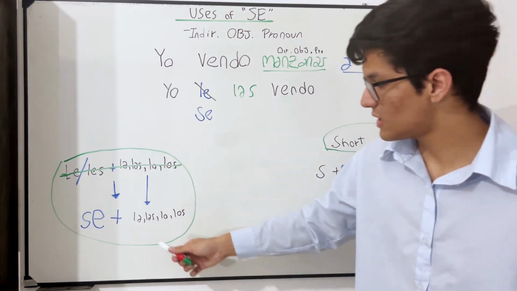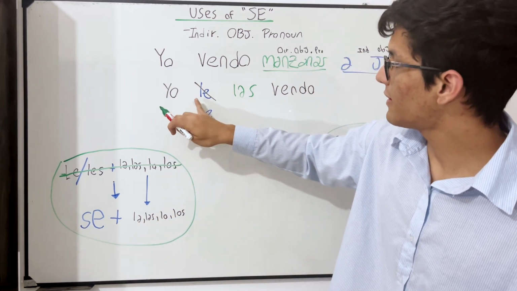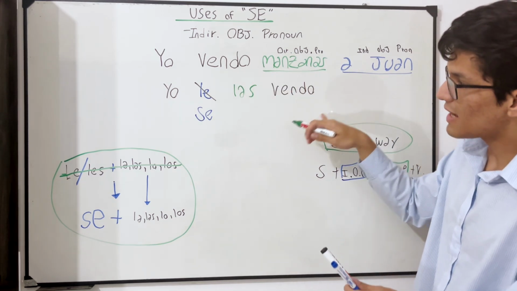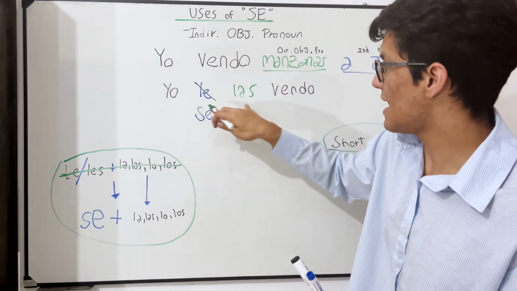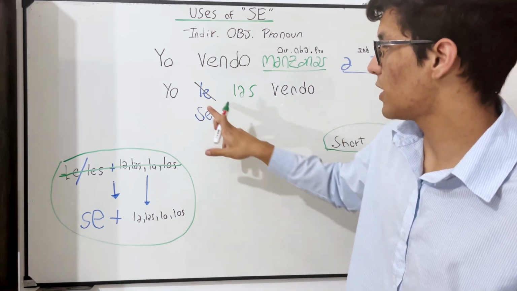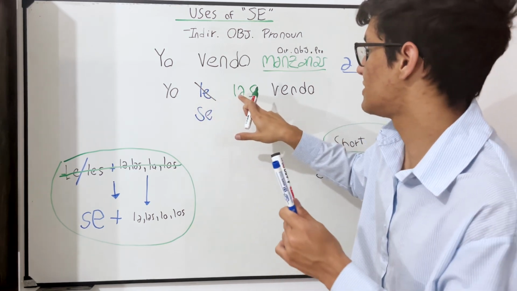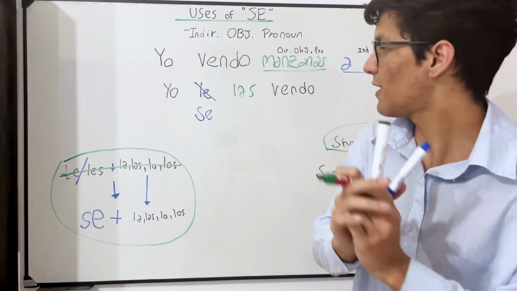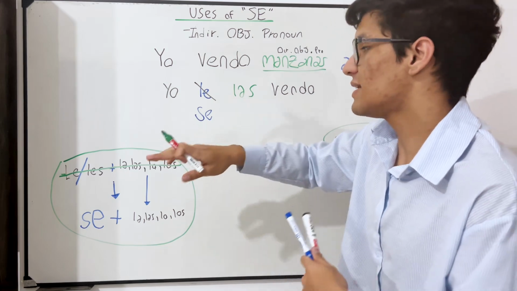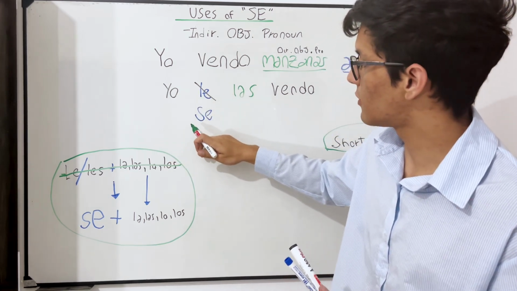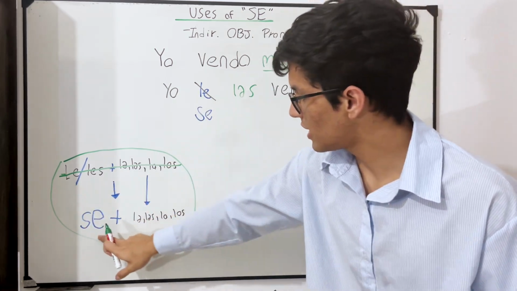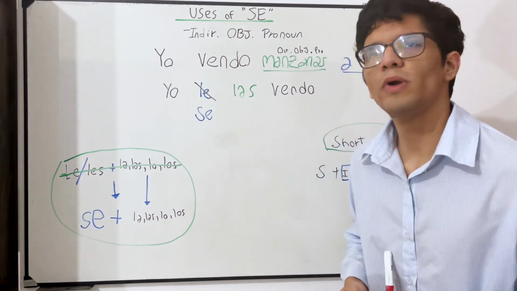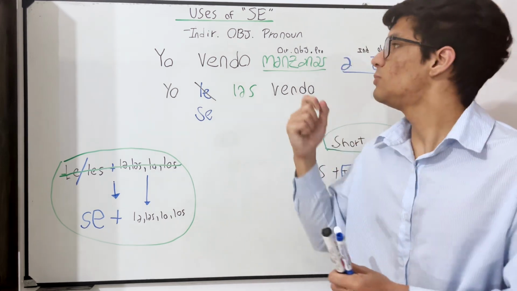Now, as I just told you, here we had le, which is him, and we had las, which is apples. We cannot say "le las" because it sounds weird. We cannot have two pronouns that start with L in the same sentence. So we just have to change the first L for a se. Okay, right here as you can see it. Now let's see some other examples and then continue with the second case of the pronoun se.